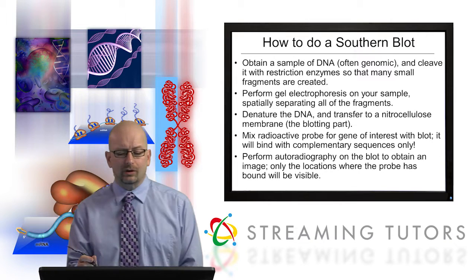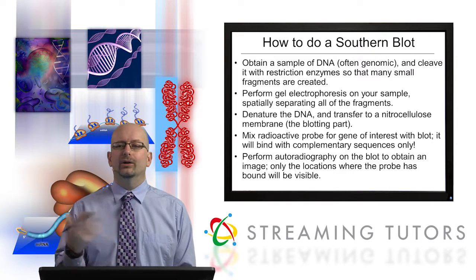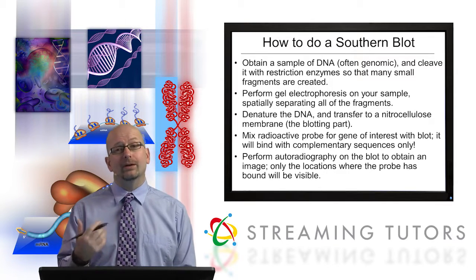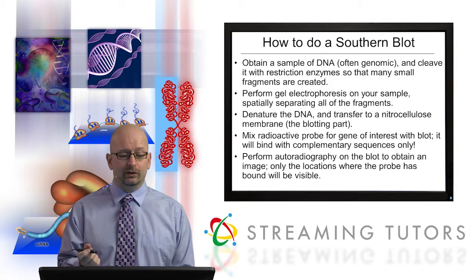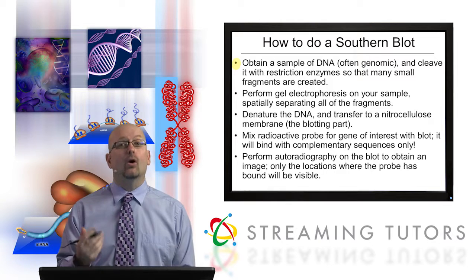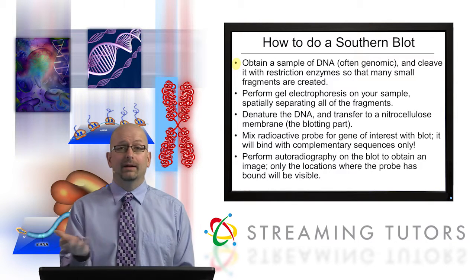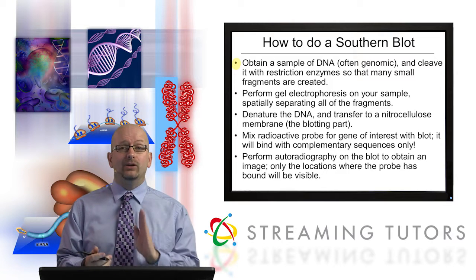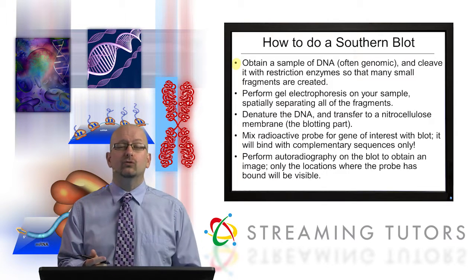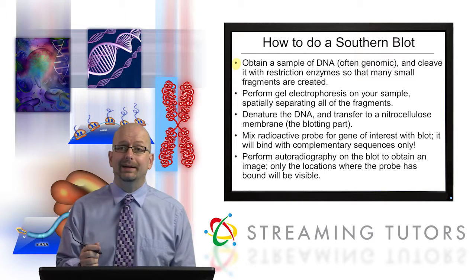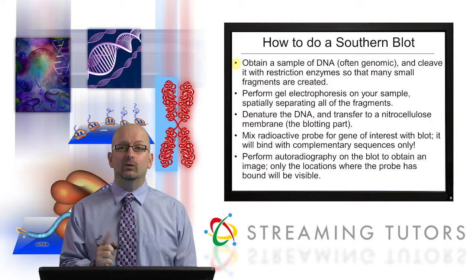So how do you do a Southern blot? Let's just say you're going to do a paternity test like they do on the Maury Povich show all the time. Not to pick on Maury, but that is a pretty big part of his livelihood. So you obtain a sample of DNA, often genomic DNA, if you're getting it from a blood sample or something like that, and you cleave it with restriction enzymes so that many small fragments are created. Again, similar to how you started making a library, right? But now is where it's going to be different.